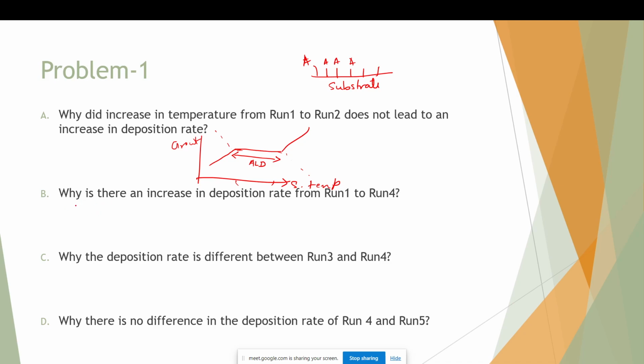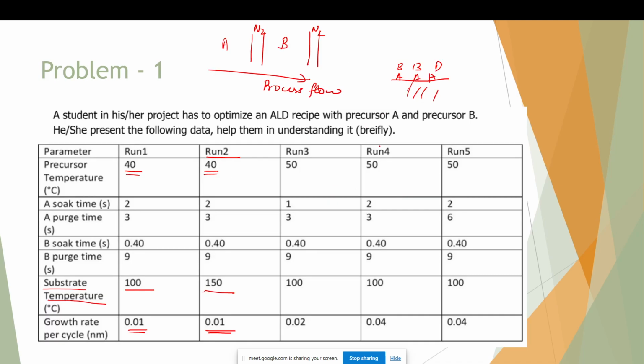Okay. So why is there an increase in deposition rate from run 1 to run 4? Okay, let us look at run 4 now. So here the difference is in precursor temperature. Now just like you said, when the precursor temperature has increased, we see that the growth rate has increased 4 times. So why is the precursor temperature affecting the growth rate now?